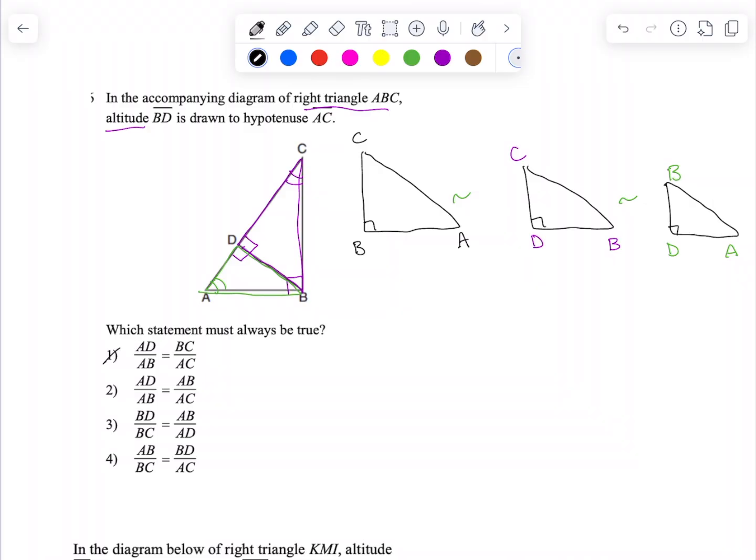Let's check out answer choice number 2. AD, so this side, over AB. Okay, that's these 2 sides from this triangle, is equal to AB. So far, so good, over AC. That looks good to go. Those correspond. We have our correct answer choice over here.